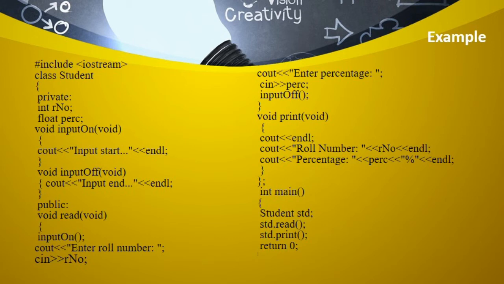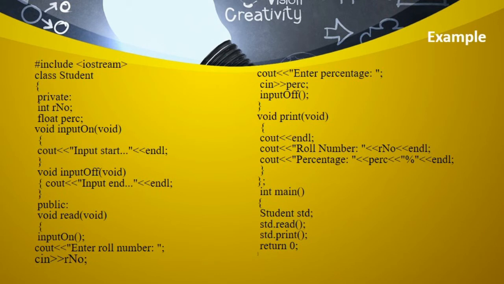Now the execution starts from the main function. Always the first line of the main function must be a creation of object. So the object is created. Next, the read member function is called. Once the read member function is called, the execution passes to the read member function. The first statement of the read member function is the input on member function call. So the execution again jumps to the input on member function.